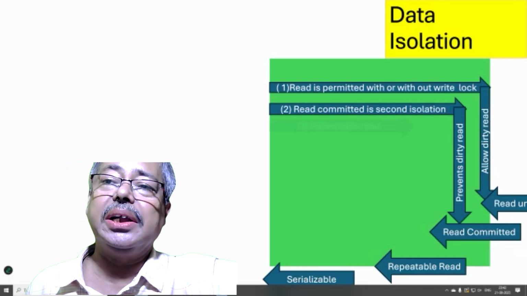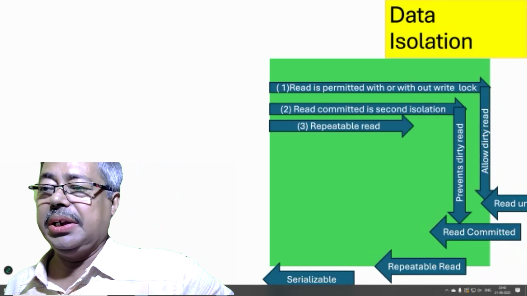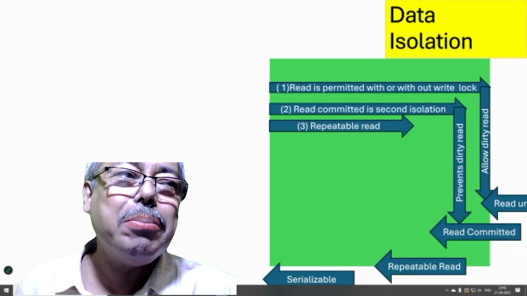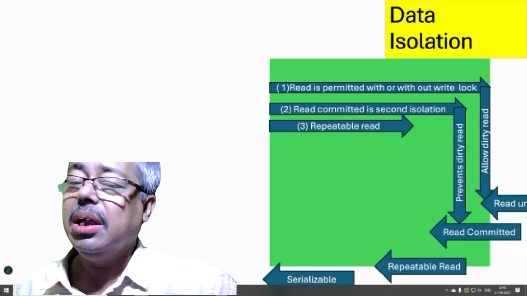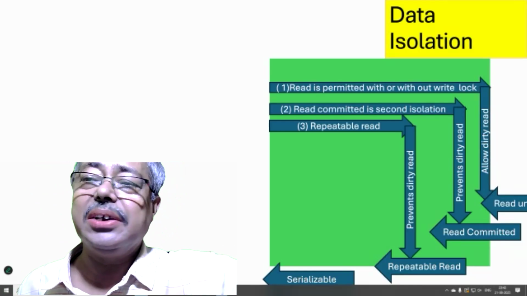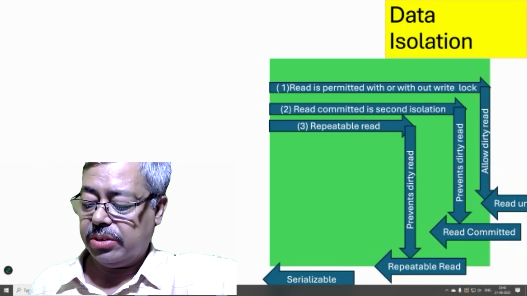The third is repeatable read. When this is coming, repeatable read, then this repeatable read is locked by row-wise locking. By the row-wise locking, it is locked. And this prevents dirty read. To prevent dirty read, this locking is required.